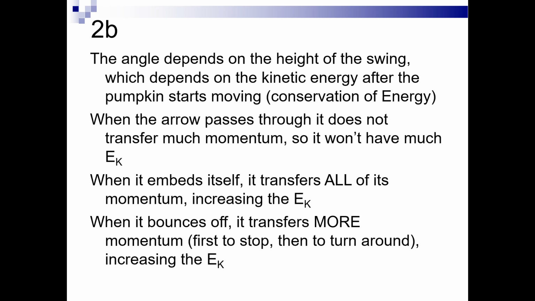When the arrow passes through, most of the momentum stays with the arrow, so it doesn't transfer much momentum, so the pumpkin doesn't have very much kinetic energy. If it embeds itself, it transfers all the momentum, giving it kinetic energy. But if it bounces off, it not only stops itself, but then it accelerates itself in the other direction. So there's up to double the change in momentum, so double the increased speed.